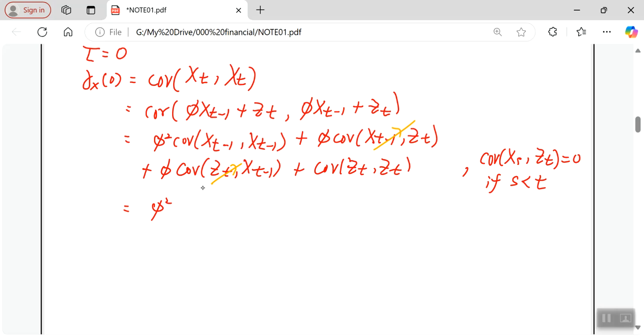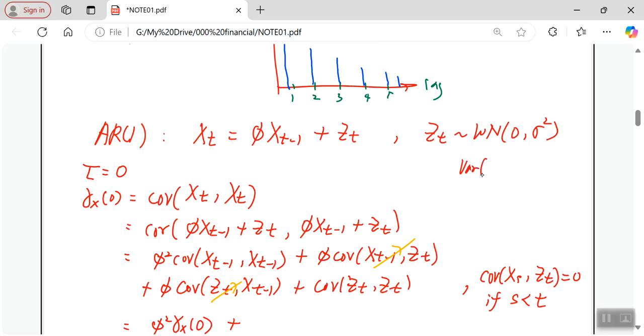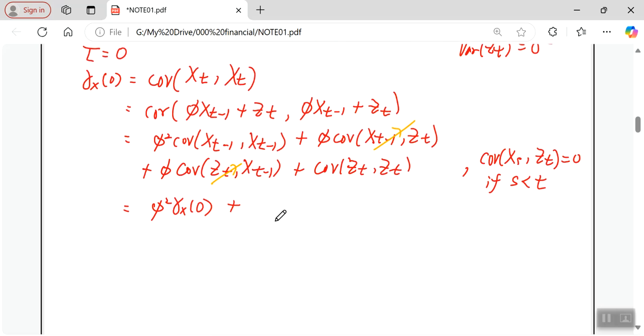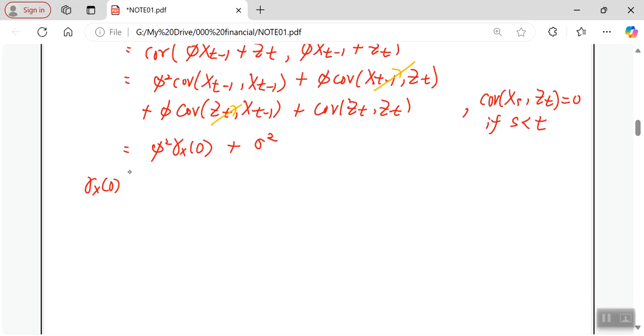The remaining two terms: since there is no lag, the covariance becomes the variance, which is similar to the left hand side. The covariance of Zt with itself is a variance, and the variance of Zt is a constant, sigma squared. So if I move this to the other side, we have two covariances or variances involved, and at lag 0 the covariance becomes the variance. This will be 1 minus phi squared times gamma x of 0 equals sigma squared.